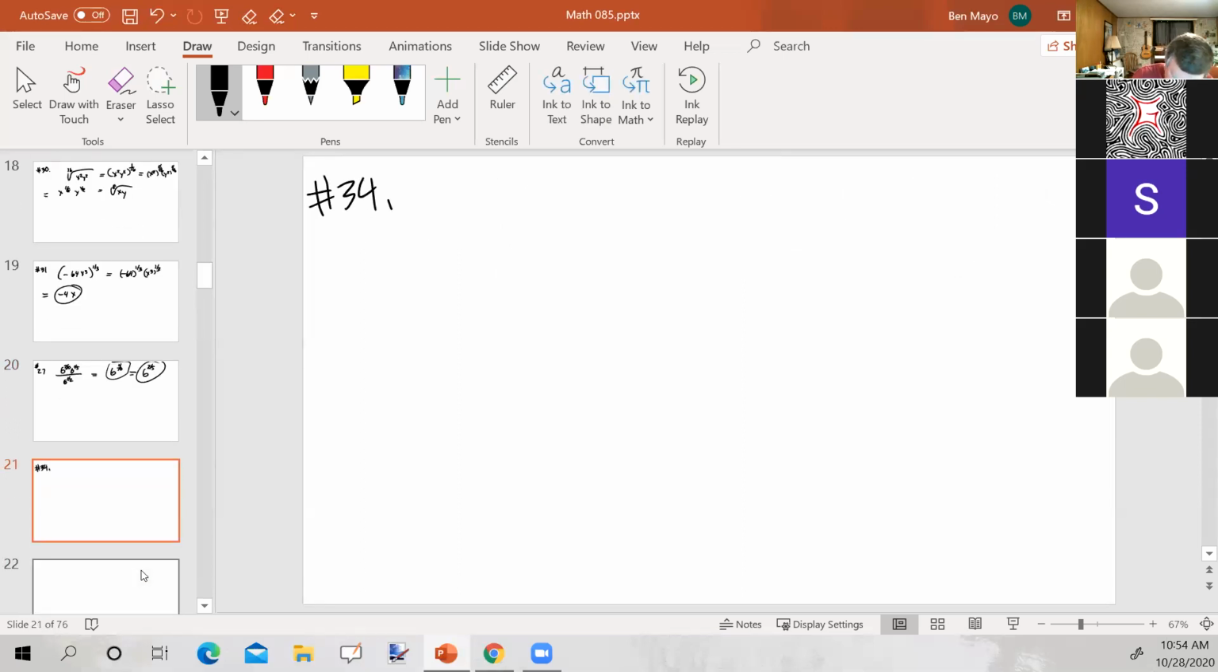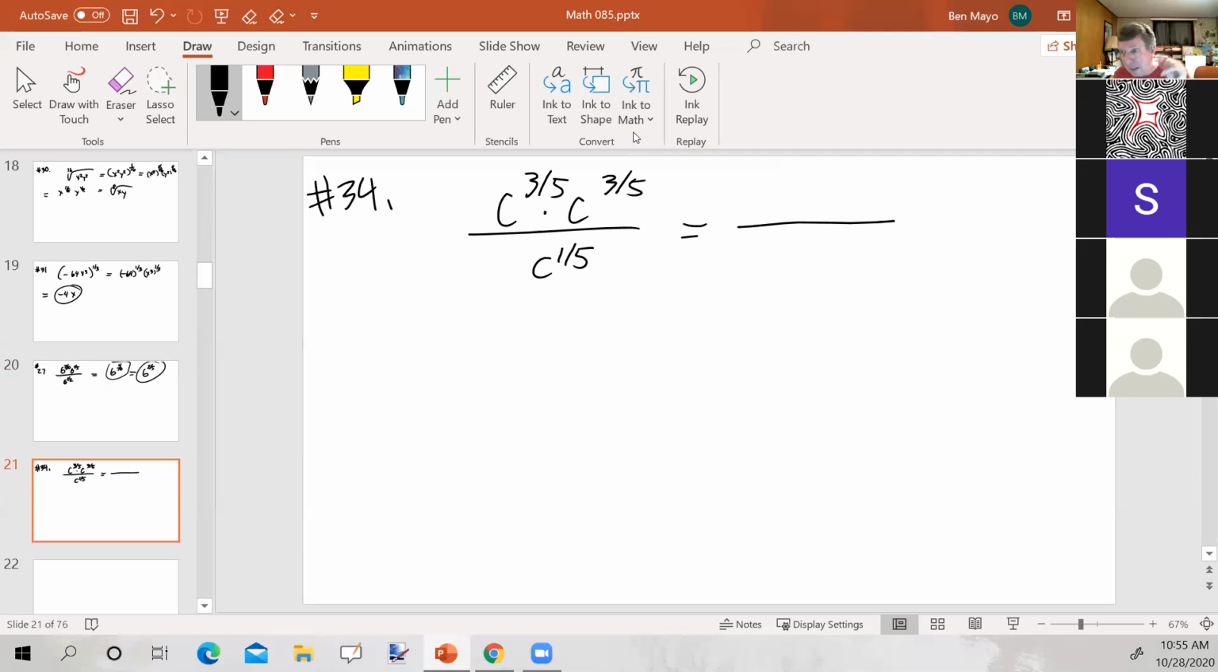Number 34 says c to the 3/5 power times c to the 3/5 power over c to the 1/5 power. Simplify the expression. All right, and let's see. Multiplying two powers with the same base, which is what's happening on top, we'd add the exponents. So this would be c to the 3/5 plus 3/5, which is 6/5.